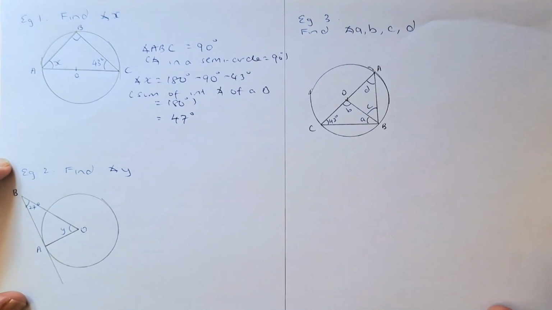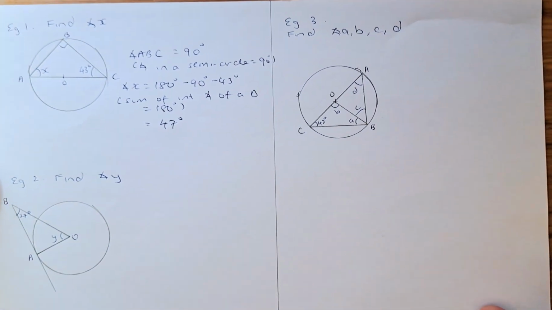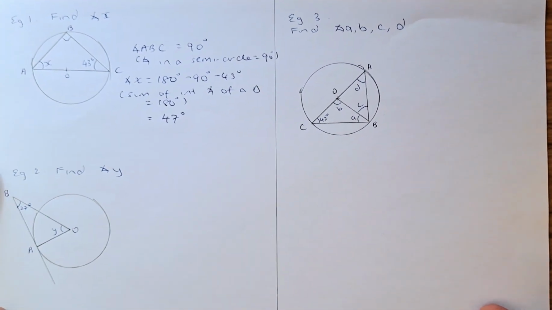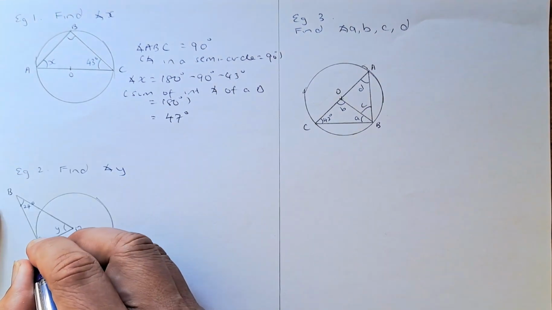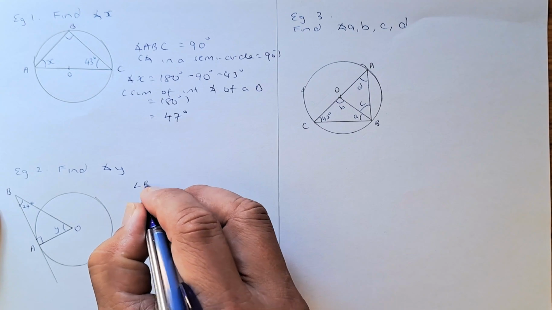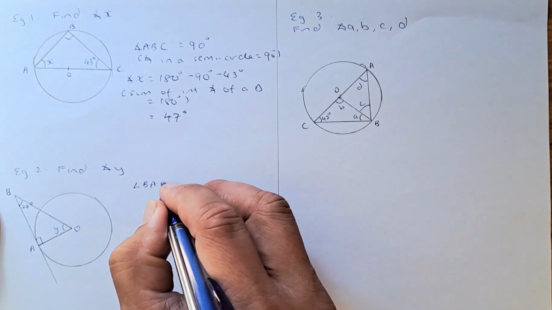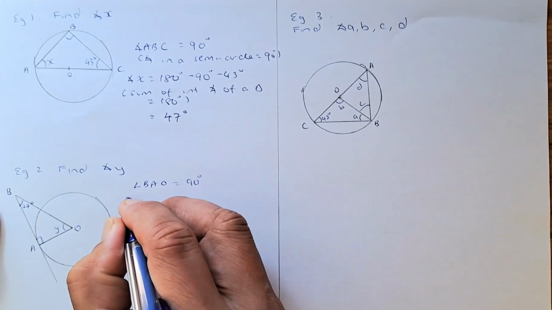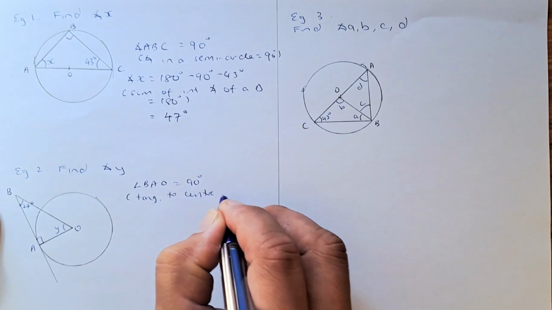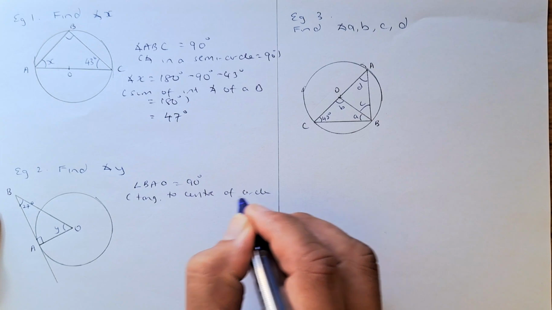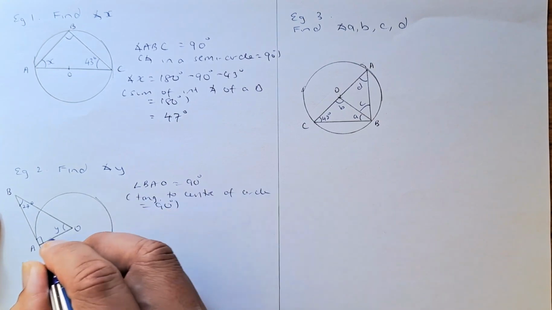Okay, great. Now we look at example 2. Example 2, we have a tangent to the center of the circle. So this is a tangent, so that must be 90 degrees. So angle BAO, this angle here, has to be 90 degrees because the reason is tangent to center of circle equals 90 degrees. So that is 90 degrees.